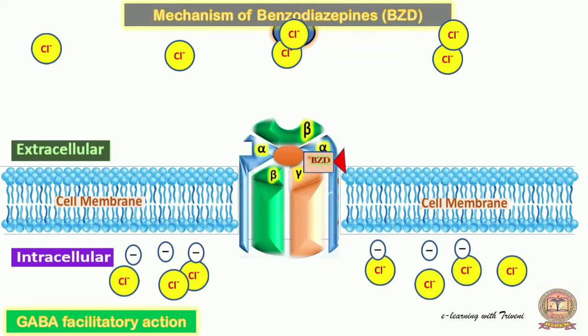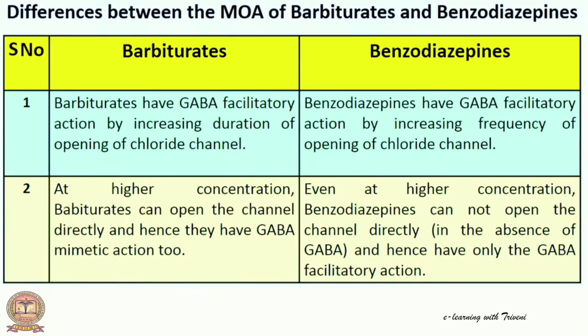Here you can see the channel is opening again and again, which results in increased influx of chloride ions into the cell. It leads to hyperpolarization. Here benzodiazepines act as a GABA facilitator but not a mimetic. Let us see the differences between the mechanisms of barbiturates and benzodiazepines. Barbiturates have GABA facilitatory action by increasing the duration of opening of the chloride channel. Benzodiazepines have GABA facilitatory action by increasing the frequency of opening of the chloride channel.